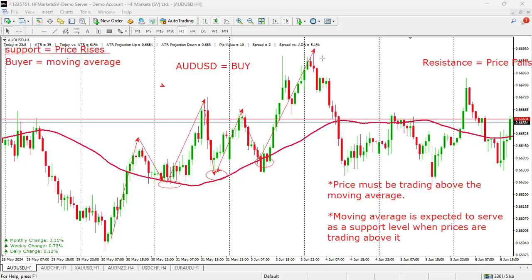in cases where you want to buy a particular currency pair, number one, you need to confirm that prices are trading. Please give me a minute.